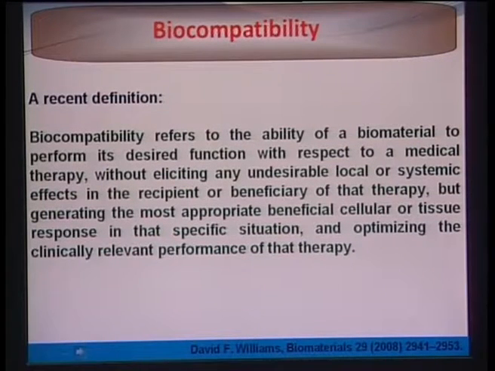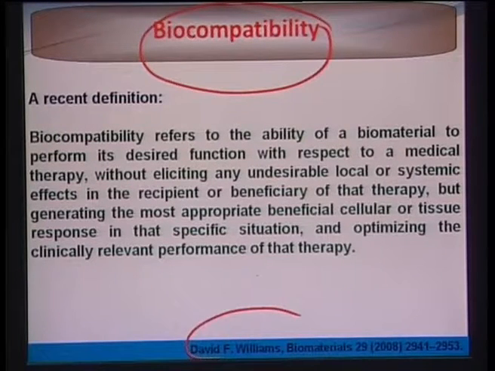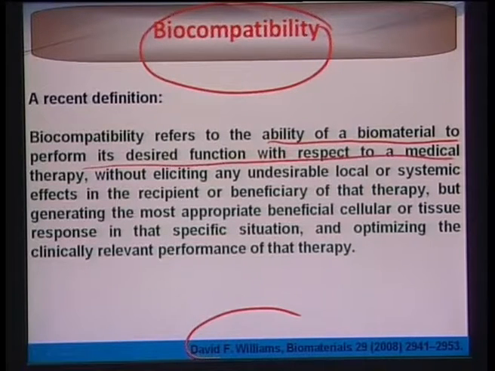Now the biocompatibility, it has been dealt with earlier also, but at every lecture I feel like reminding you of certain important concepts or definitions, so that you absorb these important ideas. So to go back to the very fundamental definition of biocompatibility, which is proposed by David Williams, who is the editor-in-chief of Biomaterials Journal.